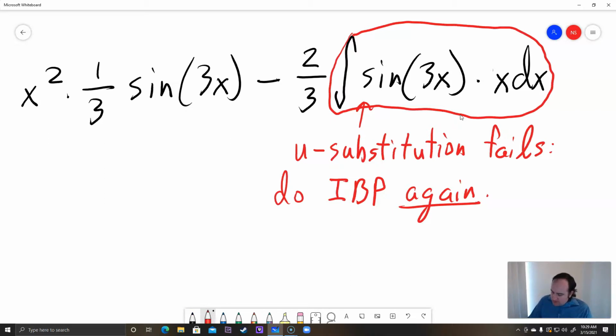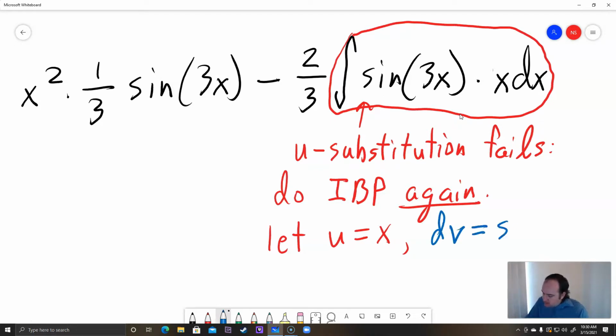we're going to let u equal the thing that will simplify when you take the derivative. So we're going to let u equal x, because the derivative of x is dx, so that simplifies. And then we're going to let dv be the rest of it. So dv here is going to be equal to sine of 3x dx. And you do actually have to include your dx and your dv.